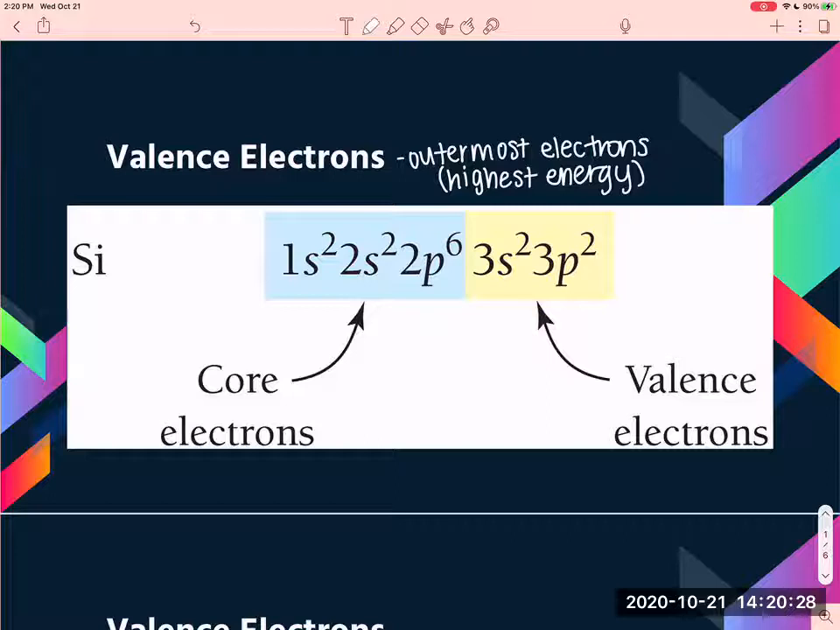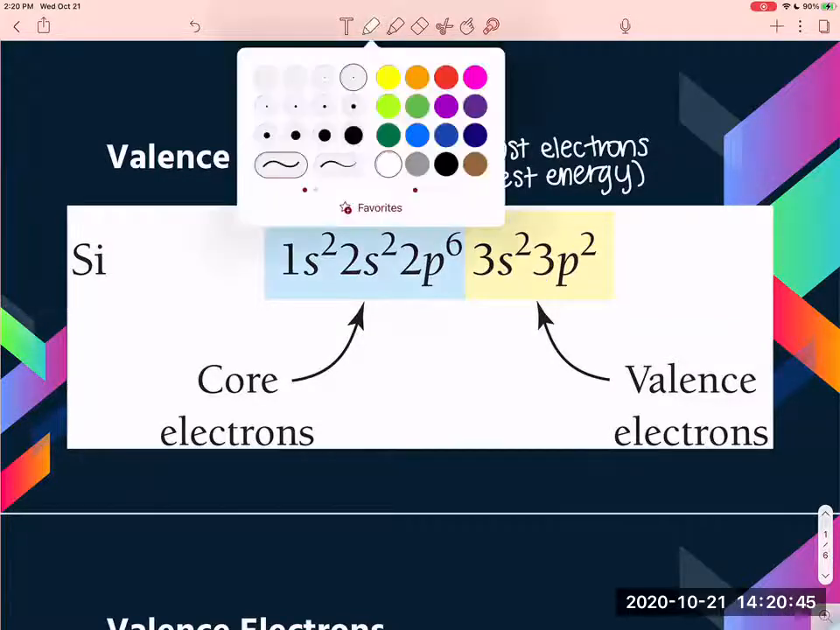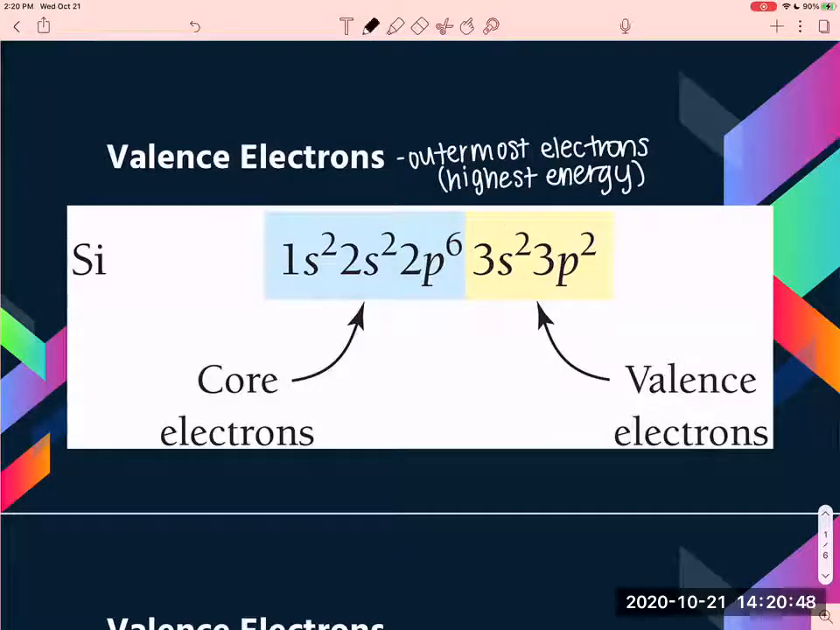So the valence electrons can be found by looking at the electron configuration and deciding what are your highest energies. So for silicon, for example, I have energy levels of 1, 2, and 3. The highest of those is 3. So how many valence electrons do I find in energy level 3? Well, I find 2 in the 3s and 2 in the 3p. So this gives me a total of 4 valence electrons. So silicon has 4 electrons on the outside ready to interact with other atoms.